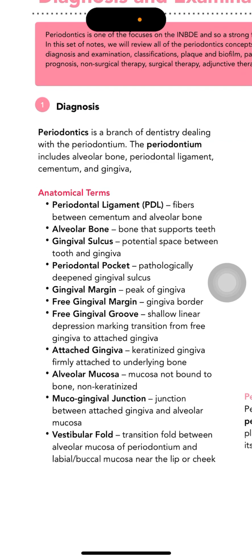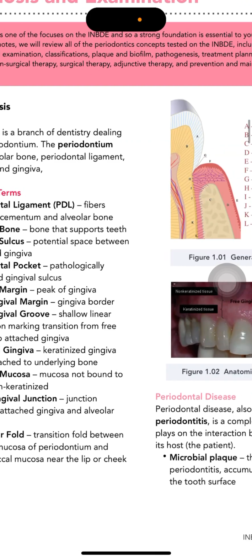The free gingival groove is a shallow, linear depression marking the transition from free gingiva to attached gingiva. Attached gingiva is keratinized gingiva firmly attached to the underlying bone. Alveolar mucosa is mucosa not bound to bone, non-keratinized. The mucogingival junction lies between attached gingiva and alveolar mucosa. The vestibule fold is the transition fold between alveolar mucosa, the periodontium, and the labiobuccal mucosa near the lip or cheek.